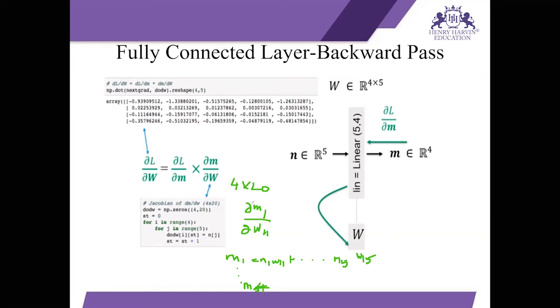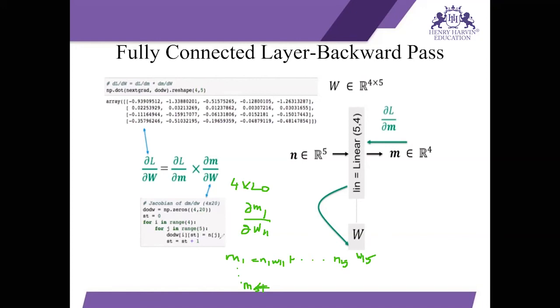And similarly, what will the last row be? It will be dou M4 by dou W11. Clear? And then all the way to dou M4 by dou W45. So again, the size of this is 4 cross 20. Now let's try to calculate these individual elements. So we are trying to populate the Jacobian by this. As you can see, we are simply assigning the elements of the Jacobian to be some indexes of the input. So N is the input, and now see how the Jacobian is populated.